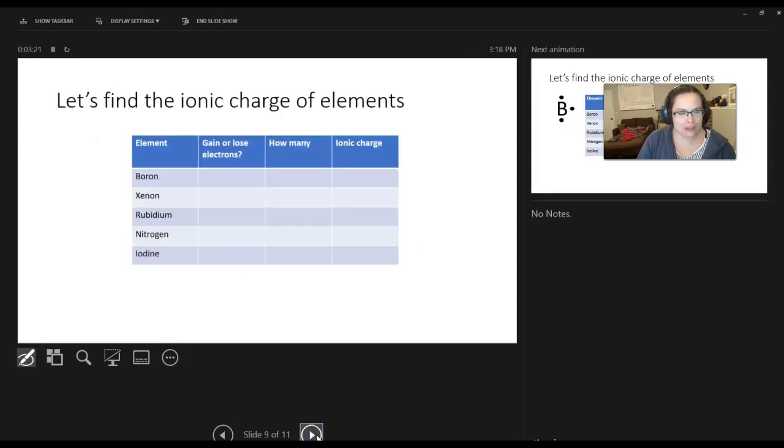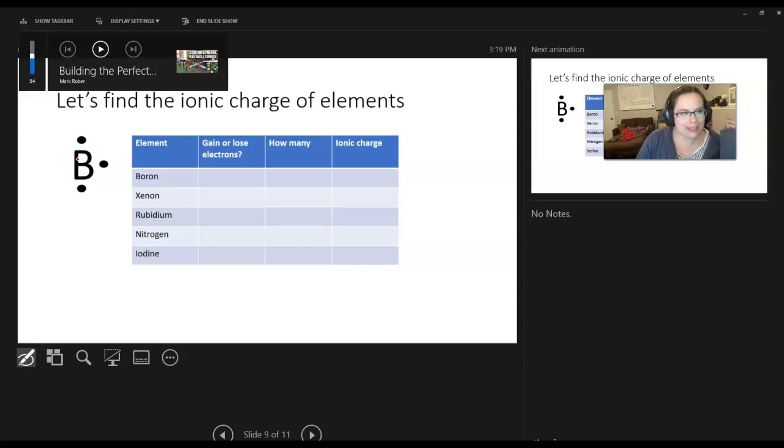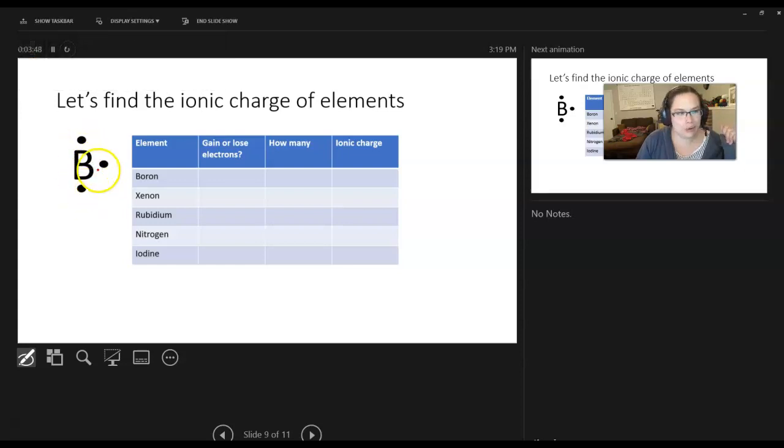Then we went back to our electron dot diagrams and tried to figure out whether this atom was going to lose or gain electrons, how many it was going to lose or gain, and what its ionic charge was going to be. So boron has 3. Remember, elements can gain electrons if they have 5 or more, or lose electrons if they have 3 or more. They get to whichever shell is the closest. So boron having 3, it's going to lose all 3 of those electrons to give an ionic charge of +3.